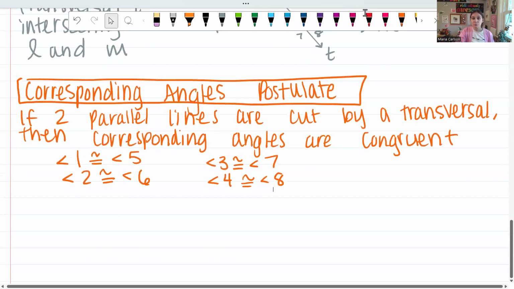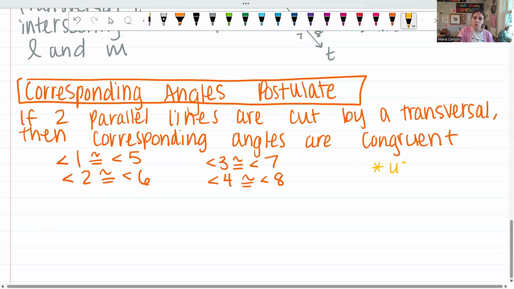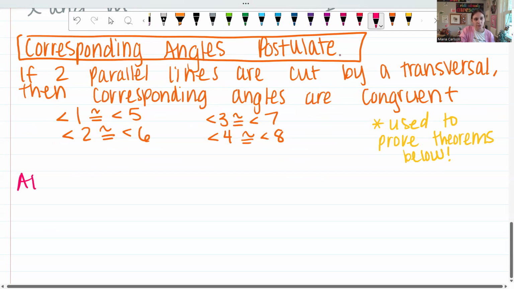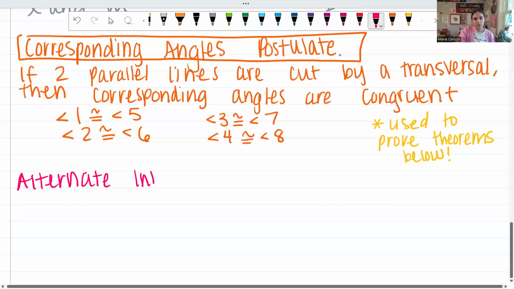So this is assumed to be true and is used to prove the following 3 theorems. So I'm going to write theorems below because we're going to write them below this. So what are these theorems? First is the alternate interior angles theorem.